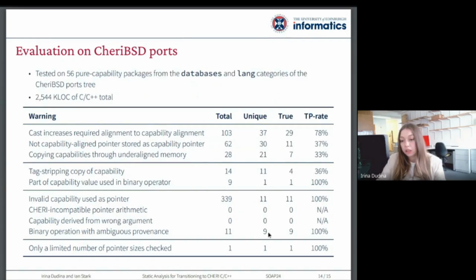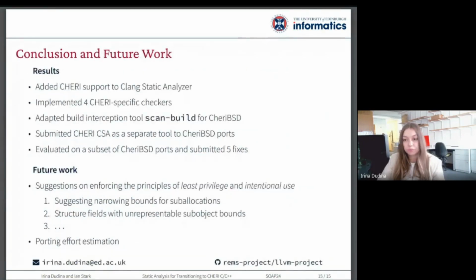The pointer to integer checker has a higher true positive rate here, but these warnings are mostly intentional code, so this won't be fixed. So we don't find this checker very useful for this particular selection of packages, but we've seen other good examples of warnings for this checker in other projects. And the last checker has only one warning, and that was a true positive.